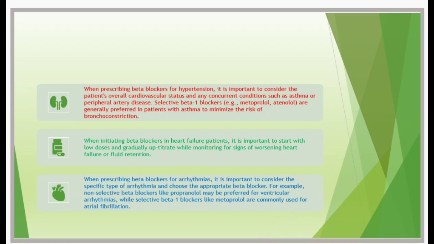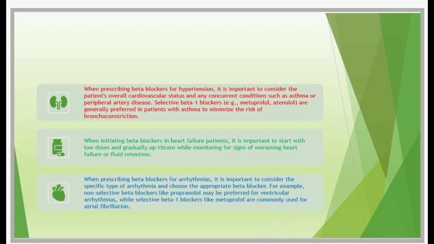When prescribing beta blockers for hypertension, it is important to consider the patient's overall cardiovascular status and any concurrent conditions such as asthma or peripheral artery disease. Selective beta 1 blockers, for example metoprolol or atenolol, are generally preferred in patients with asthma to minimize the risk of bronchoconstriction. When initiating beta blockers in heart failure patients, it is important to start with low doses and gradually up-titrate while monitoring for signs of worsening heart failure or fluid retention.